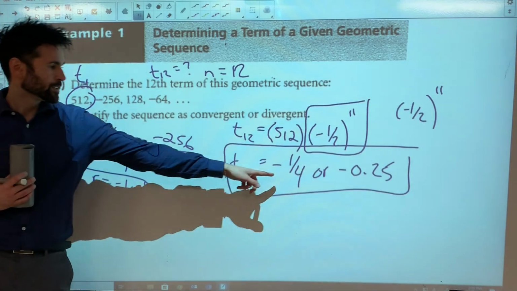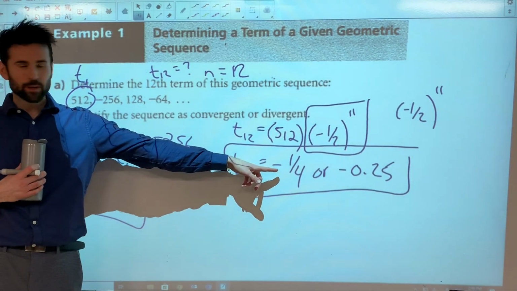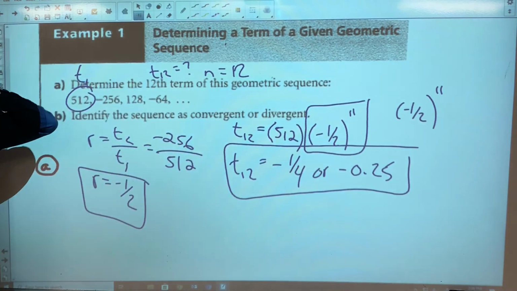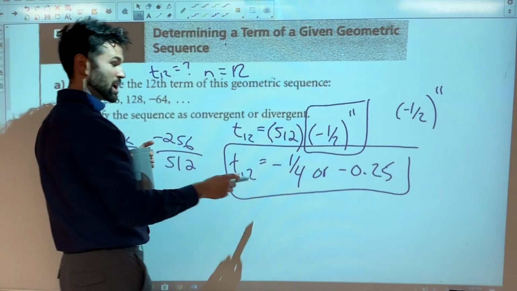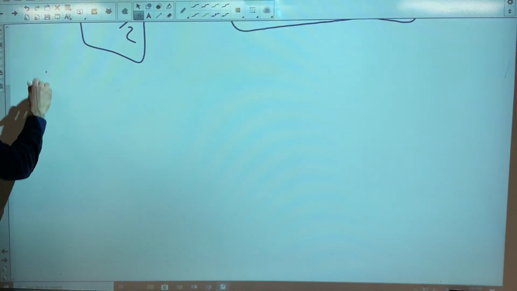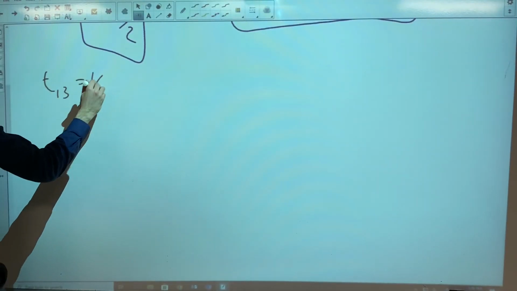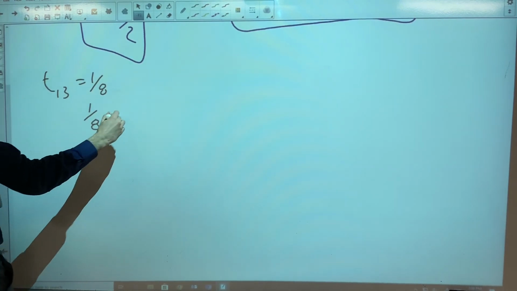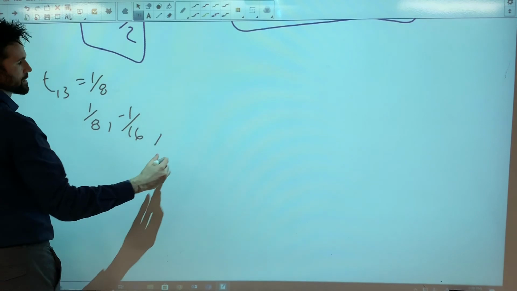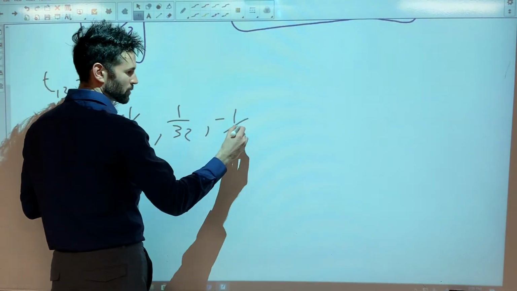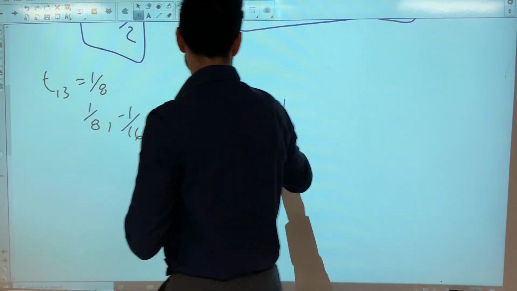Look at term 12. It's negative a quarter. What's term 13 going to be? If you multiply this by negative a half, what are you going to get? It's 1/8. So term 13 would be an eighth, right? And then if you take that 1/8 and multiply it by negative a half, then you get negative 1/16. And then negative a half again, positive 1/32. And then negative a half again, negative 1/64. And then negative a half again.